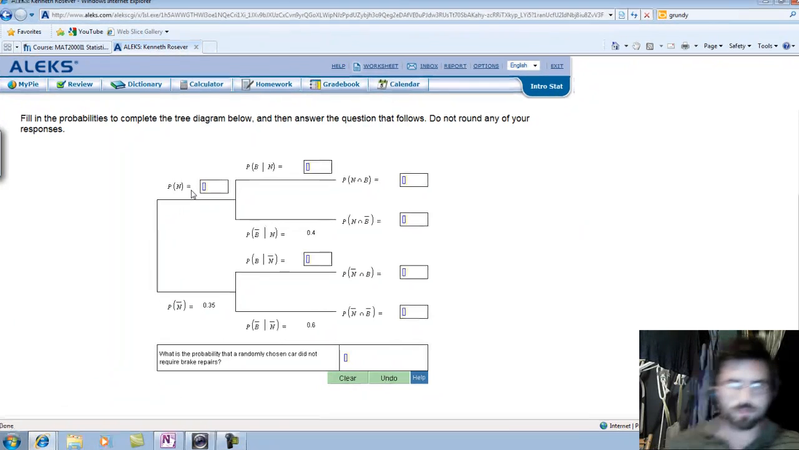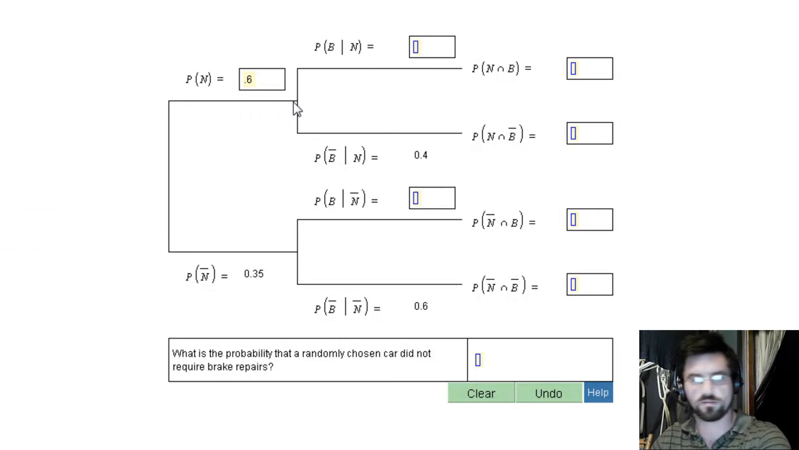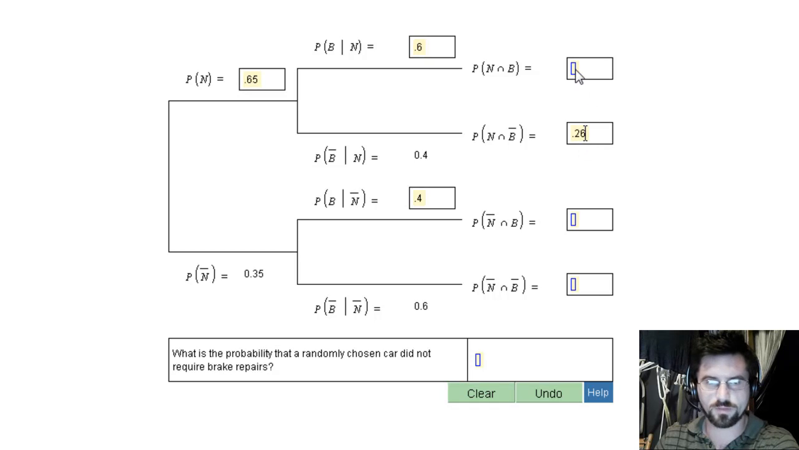So I'm just gonna go through this and put these in. So this was a 0.65, this was a 0.6, a 0.4, this one was a 0.26, which made this one a 0.39, and then this one was a 0.14, so this one was a 0.21.